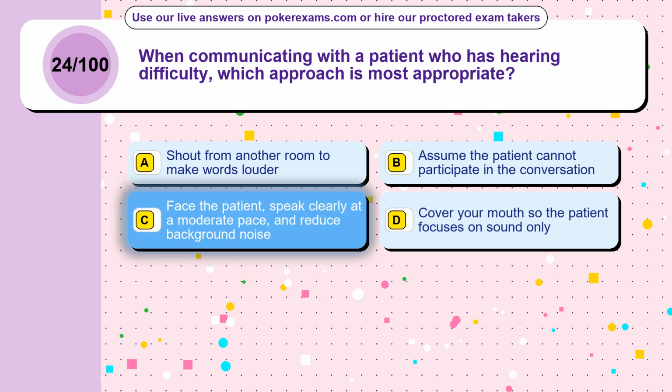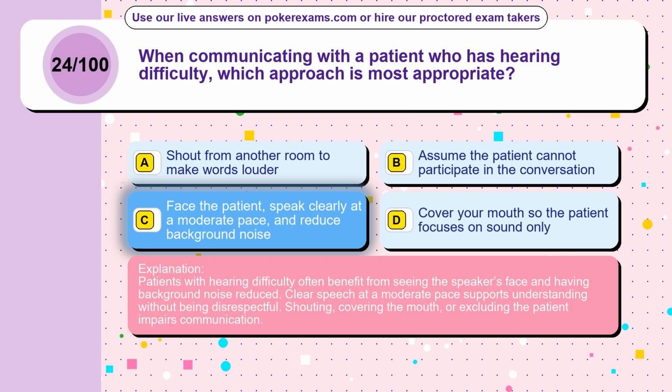The correct answer is option C, face the patient, speak clearly at a moderate pace, and reduce background noise. Patients with hearing difficulty often benefit from seeing the speaker's face and having background noise reduced. Clear speech at a moderate pace supports understanding without being disrespectful. Shouting, covering the mouth, or excluding the patient impairs communication.